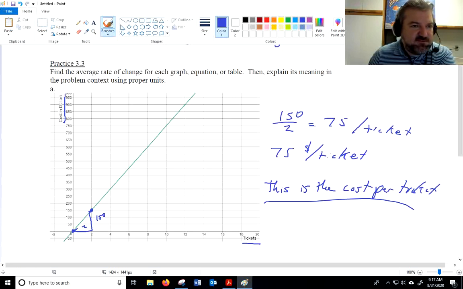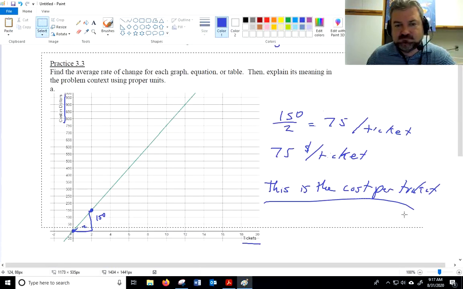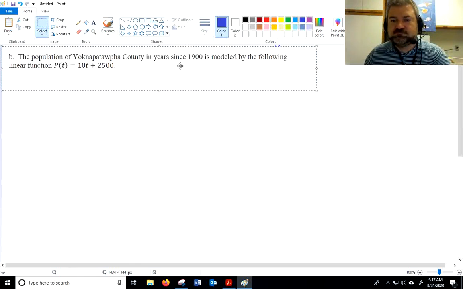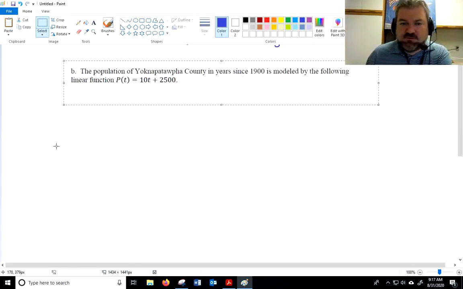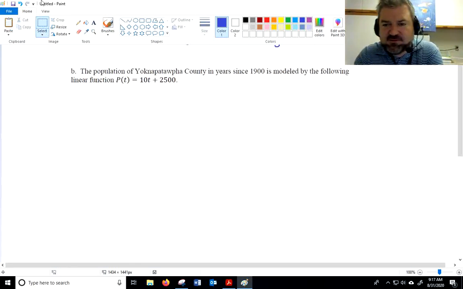All right, let's see what else we had. The population of Yoknapatawpha County in years since 1900 is modeled by the following linear function, P of t equals 10t plus 2500. Okay, got a little shout out to y'all William Faulkner fans out there. You know who you are.